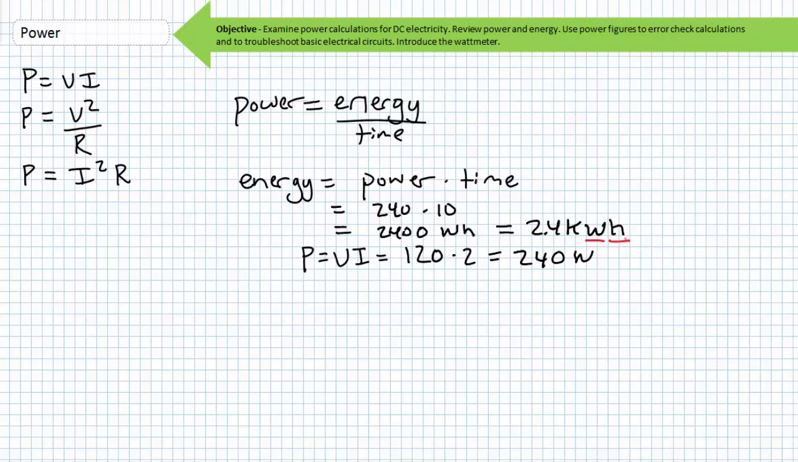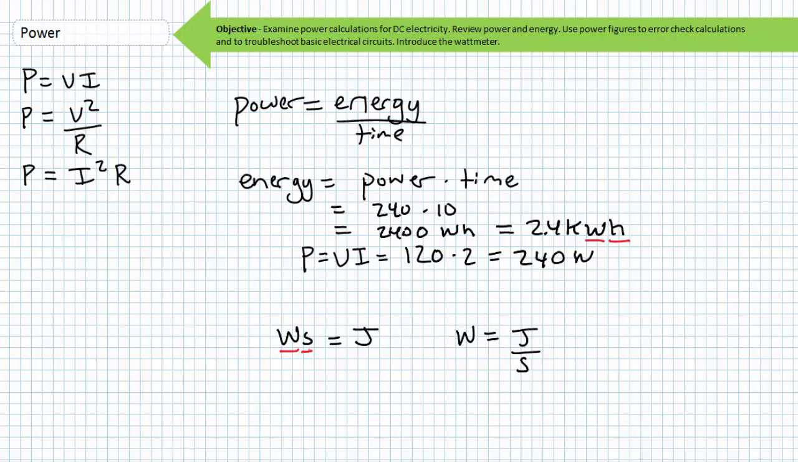It's power times time. The pure SI unit of energy is a joule. And if a watt is a joule per second, it means a joule is a watt second. Again, look at it. It's a unit of energy because it's power times time.